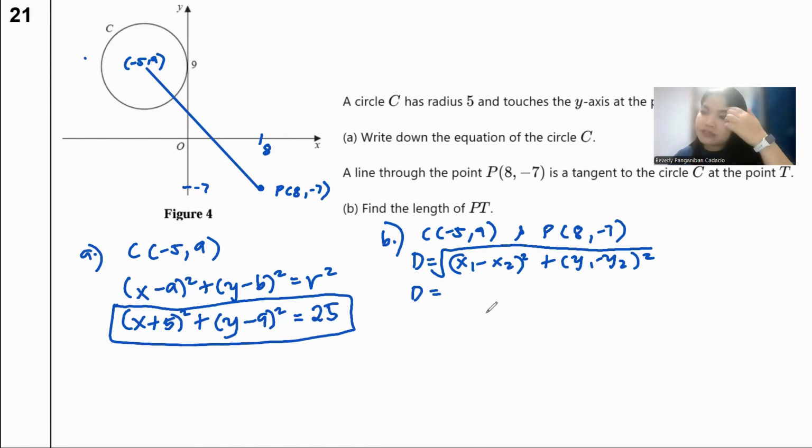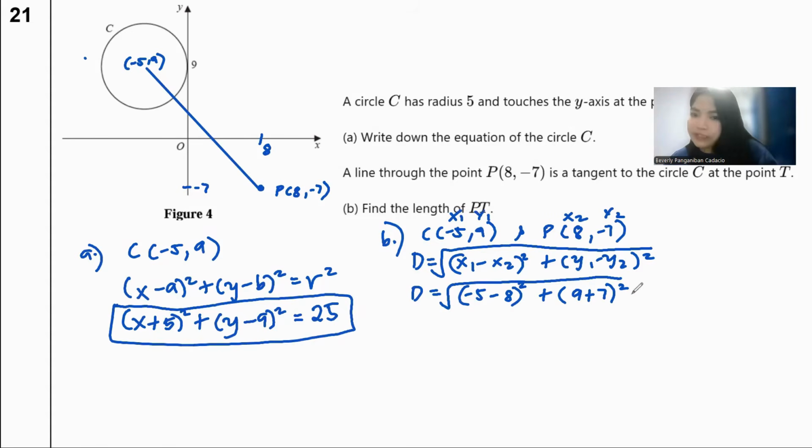So I'm just going to consider this one x1, y1, and this one x2, y2. So for x1, we have (-5 - 8)². Then y1 will be 9 - (-7), which will be +7... I mean 16, squared. And then we're going to take the square root. The final answer here will be the square root of 421. I want you to double check. Let's double check together: (-5 - 8)² plus (9 + 7)². So we have 169 plus 16 squared, that's a total of 425.